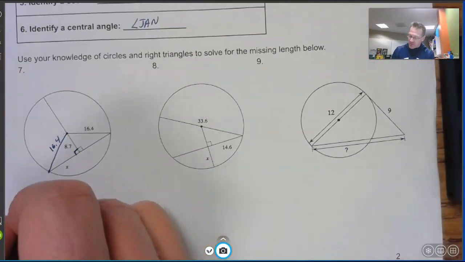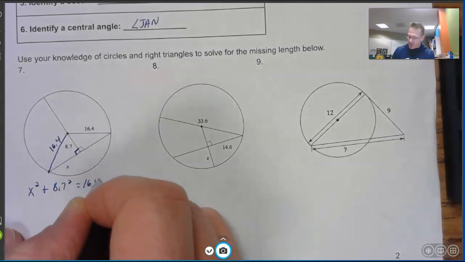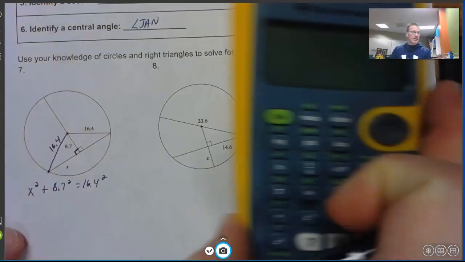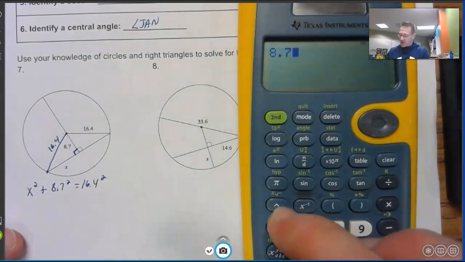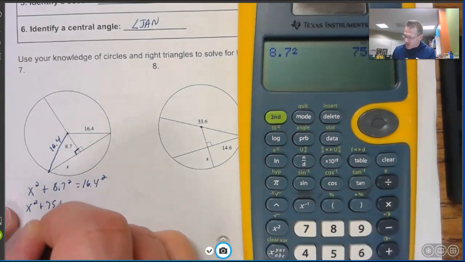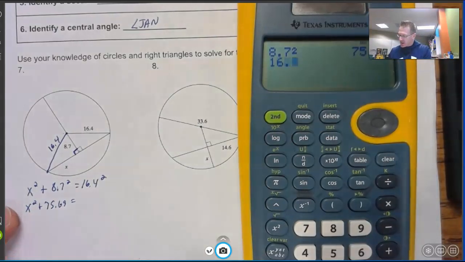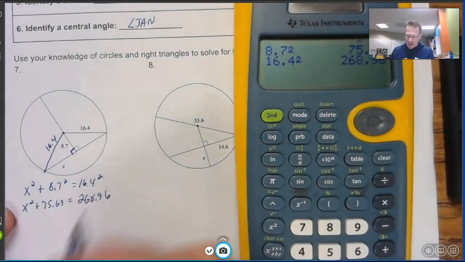All right, so I know I have x squared plus 8.7 squared equals 16.4 squared. Now we can just go right into solving here. So 8.7 squared is 75.69. So x squared plus 75.69 equals 16.4 squared, which is 268.96.